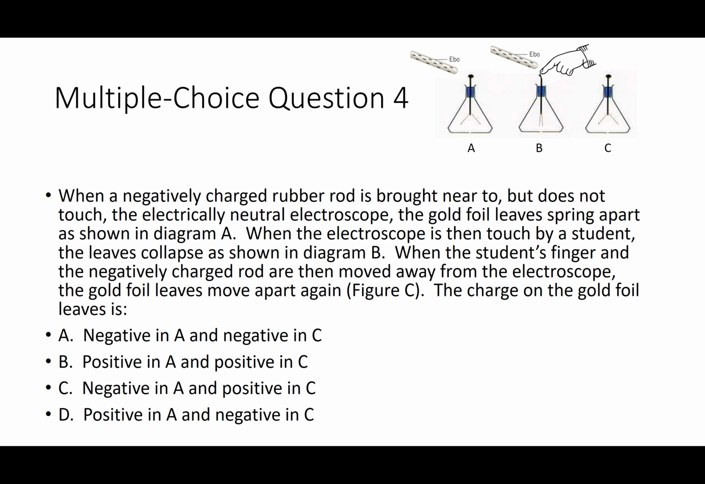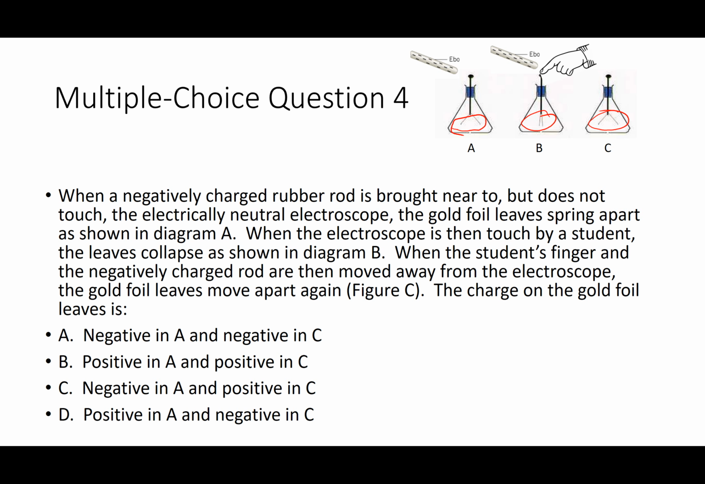When a negatively charged rubber rod is brought near to but does not touch the electrically neutral electroscope, the gold foil leaves spring apart as shown in diagram A. We see that happening here. When the electroscope is then touched by a student, the leaves collapse as shown in figure B. You see those leaves are collapsed there. When the student's finger and the negatively charged rod are moved away from the electroscope, the gold foil leaves move apart again. We see that happening here.